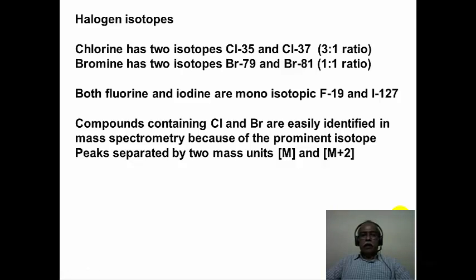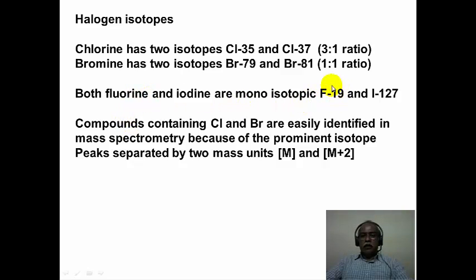Now let us come to the halogen isotopes. Chlorine and bromine are extremely important and they are easily detected in a mass spectrum because they have two isotopes with a mass difference of 2 units, for example, chlorine-35 and chlorine-37. In the intensity ratio, the natural abundance is about 3:1, that is 3 times more Cl-35 compared to Cl-37. Bromine has isotopes of 79 and 81 in equal abundance, 50% of 79 and 50% of 81 available on Earth's crust. Whereas fluorine and iodine are monoisotopic.